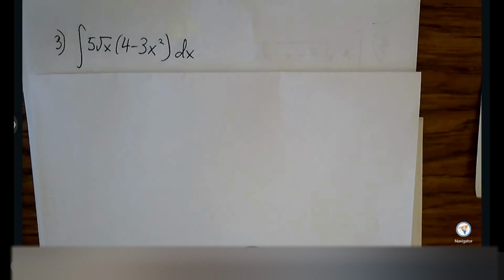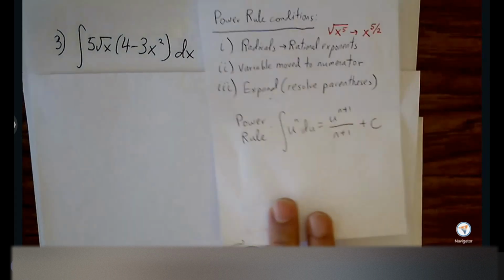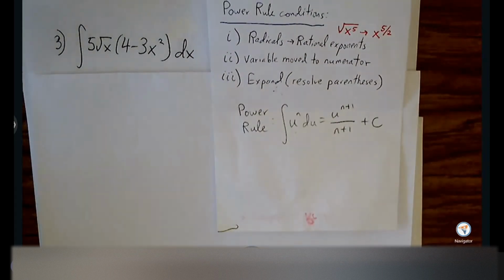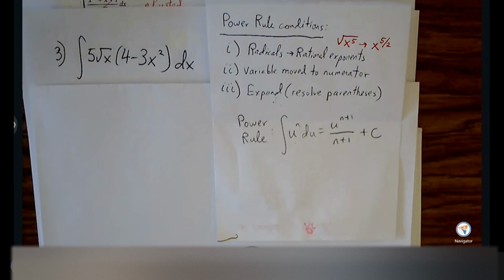Five root x, parentheses, 4 minus 3x squared. All right, let's look at how this is set up here. Always consider option 1 first. Can we rely on those conditions to get it ready for power rule?